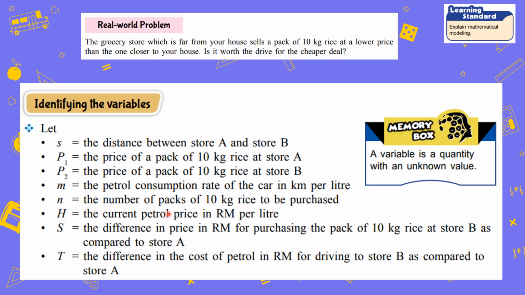N, the number of packs of 10 kilogram rice to be purchased. H, the current petrol price in RM per liter. S, the difference in price in RM for purchasing the pack of 10 kilogram rice at store B as compared to store A. And T is the difference in the cost of petrol in RM for driving to store B as compared to store A.